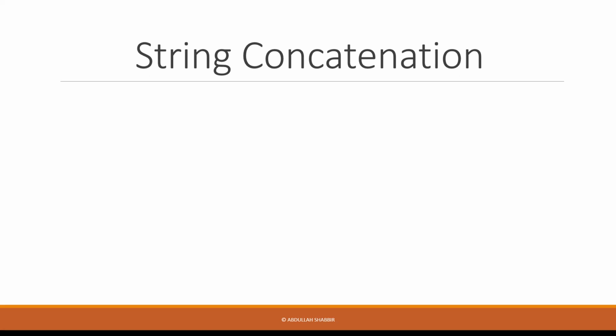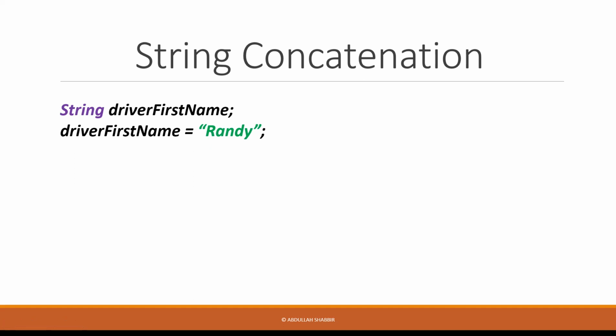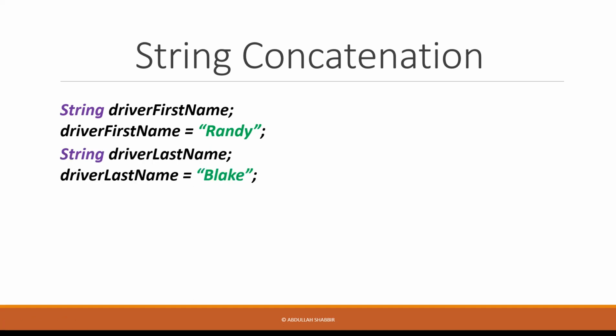Another thing we can do to strings is actually add them to other strings. This is called string concatenation, and it's basically joining strings together to build a longer string. Say for example, the driver first name is Randy and the last name is Blake. Here I've declared two different variables, driverFirstName and driverLastName, and I've initialized the driverFirstName to be Randy and the driverLastName to be Blake.